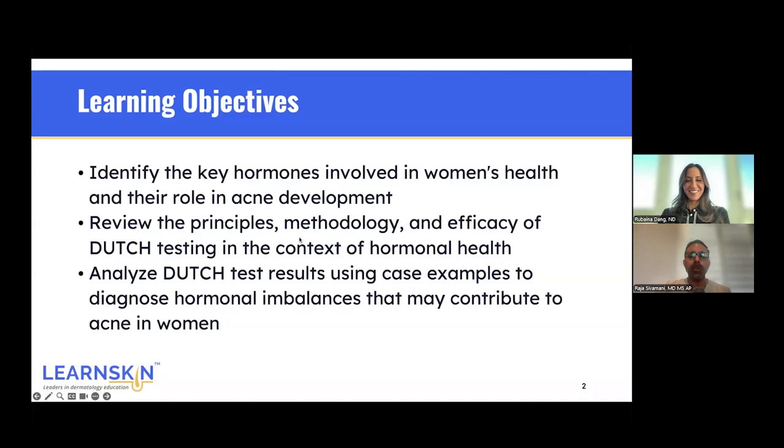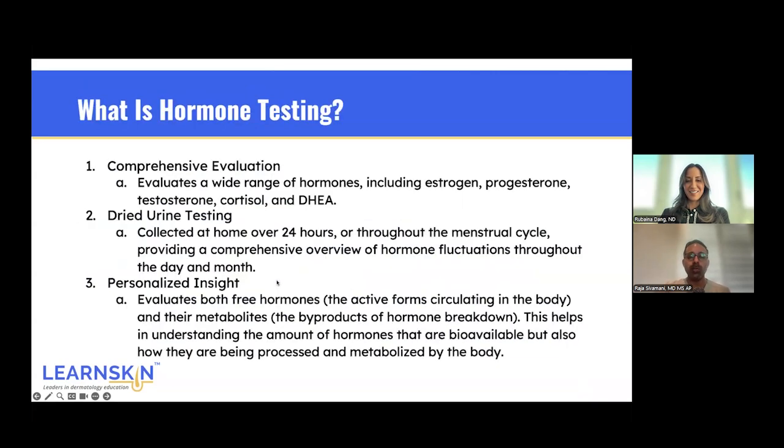Okay, so then we're going to review the principles and the methodology of Dutch testing, and we'll look at some real actual results. So that brings us to the next question. Ruby, what is hormone testing? There've got to be several types out there. Obviously, we're talking about Dutch, but maybe you can give us a little overview on this.